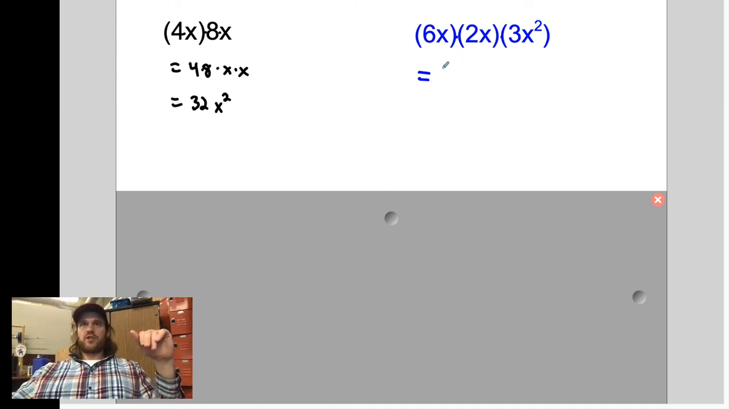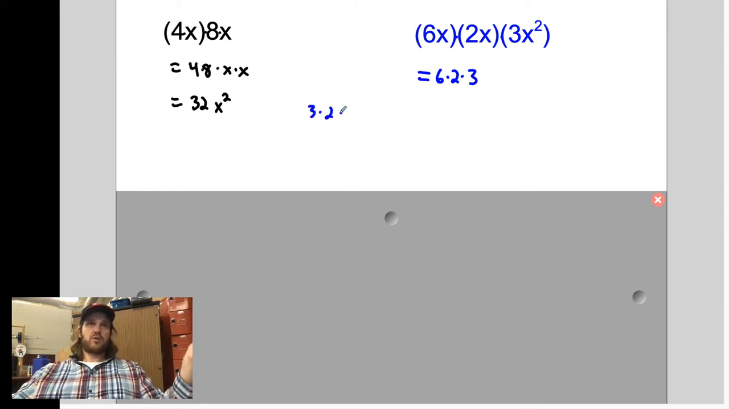Let's take all the numbers that are in this product: 6 times 2 times 3. Great. We've rewritten all the numbers. By the way, the property that allows us to do that is called the commutative property of multiplication. We can multiply in any order. 3 times 2 times 5 is the same as 3 times 5 times 2. 6 times 5 is 30. 15 times 2 is still 30. We're allowed to multiply in any order, so that's what allows me to change the order of this product.